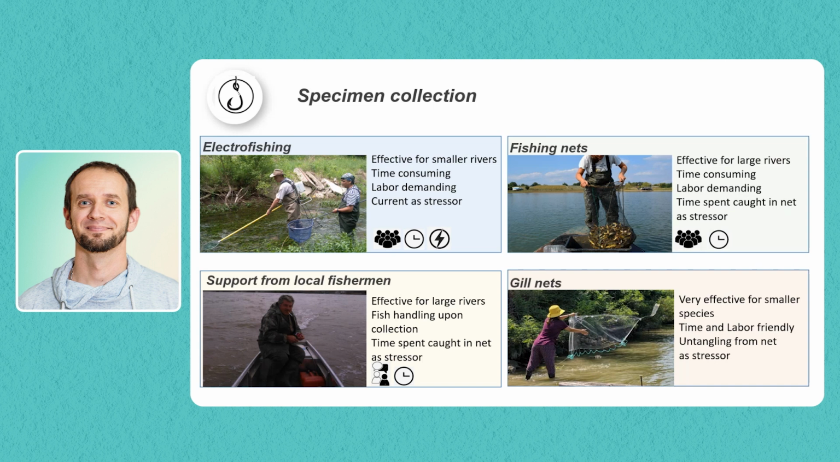Quite often we are getting support from local fishermen. They are very effective for large rivers. They know how to handle fish upon collection. Again, time spent in their net would be a problem, but quite often communication with these people is very specific, and it's really about finding a good partner from that field.